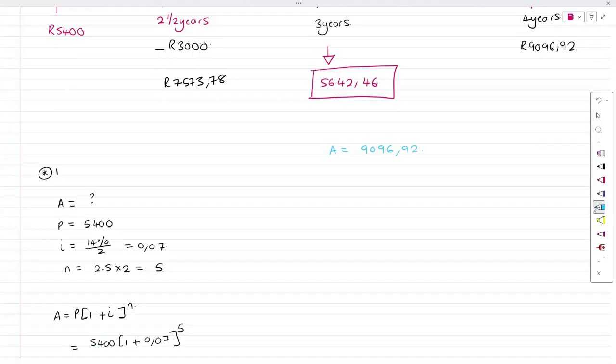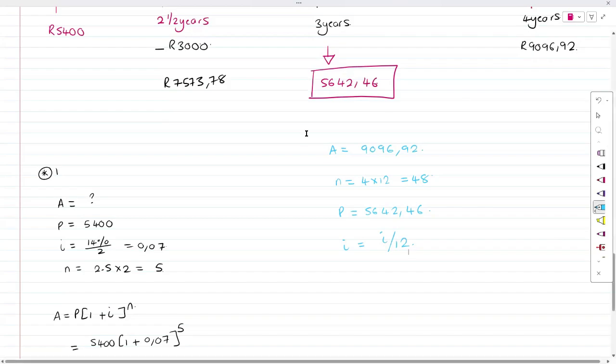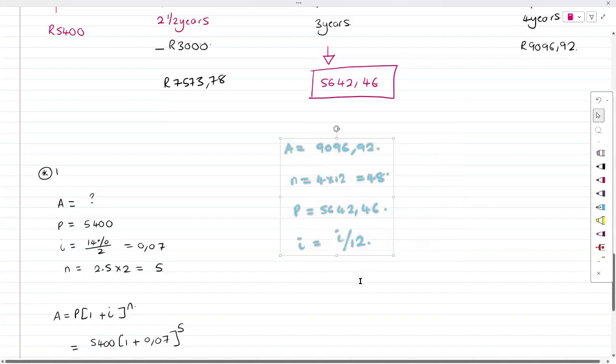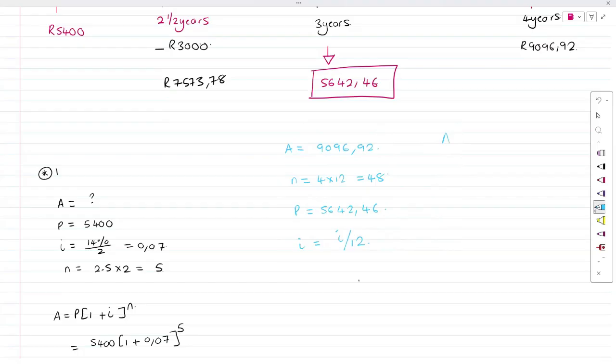It's quite simple to deal with because we don't know much, but it's enough because we know A is 9,096.92. We know N is 4 years times 12, which is 48. We know P is 5,642.46. And we don't know I, but we do know that I is divided by 12. Because A equals P, 1 plus I to the power of N.